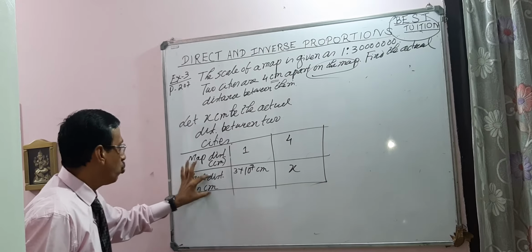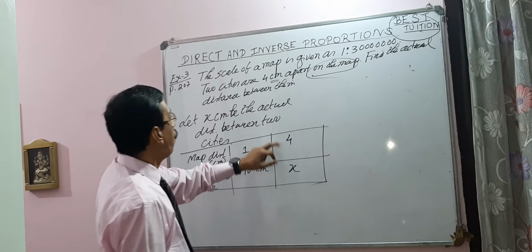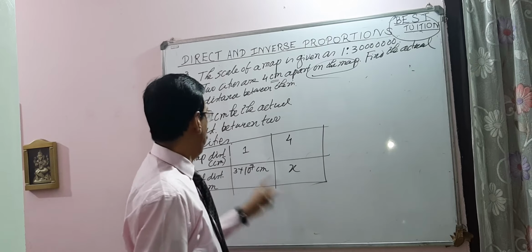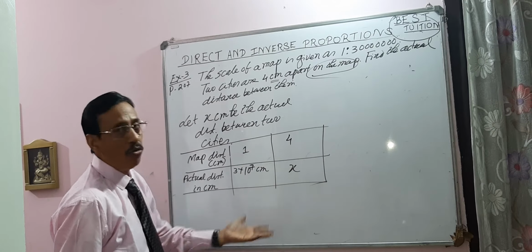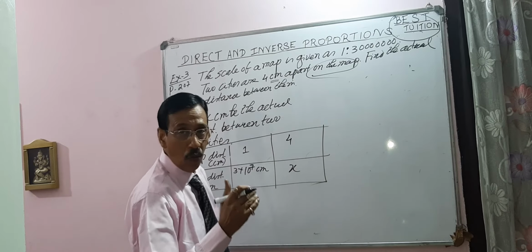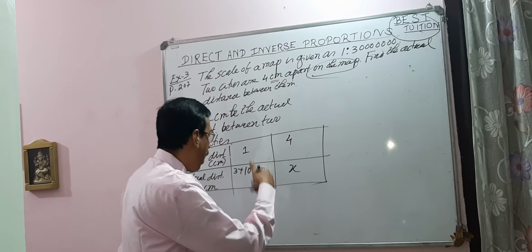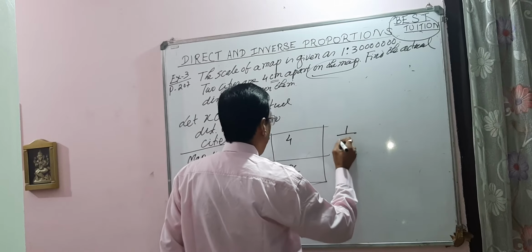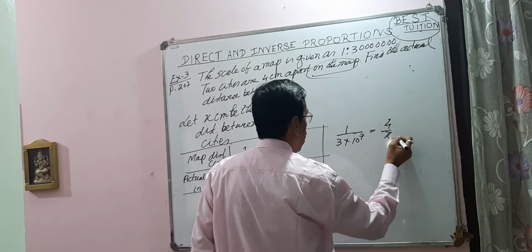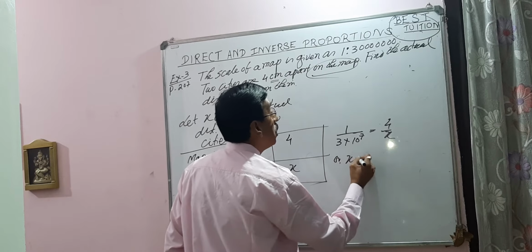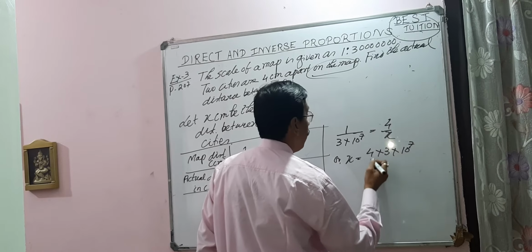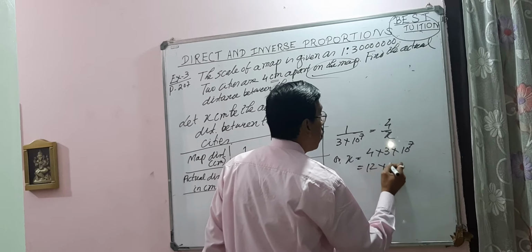So actual distance between two cities is x centimeter and 4 centimeter is the distance between two cities on the map. So map distance is 4 centimeter. Now the same thing you have to repeat. x1 by y1 is equal to x2 by y2. I apply this again. So it is 1 by 3 into 10 to the power 7 is equal to 4 by x. Cross multiply, x is equal to 4 into 3 into 10 to the power 7. So you get 12 into 10 to the power 7.